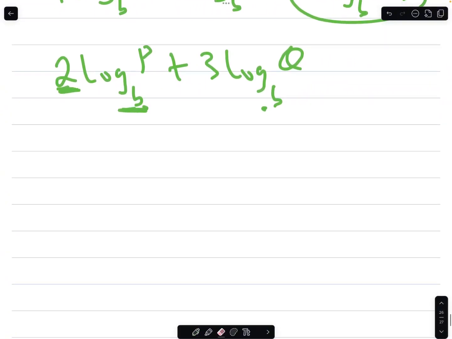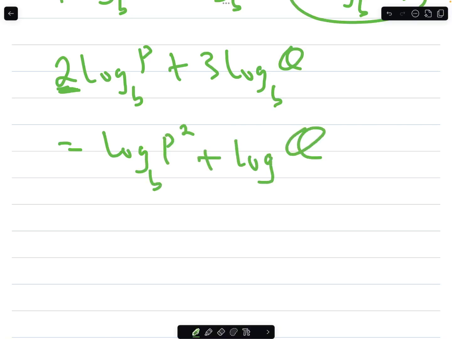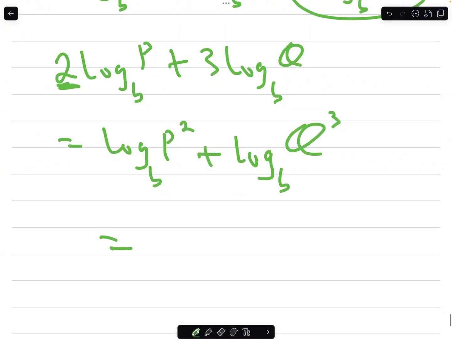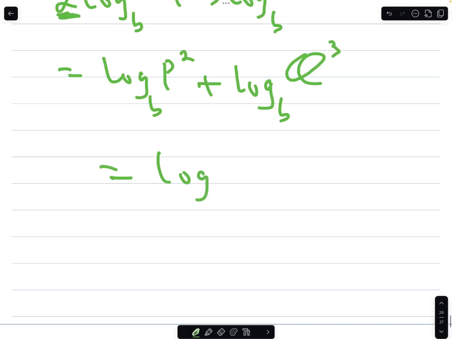So the first thing to do here is to write it as log p raised to the power 2 base b plus log q raised to the power 3 base b. This is where we can combine it. We can see now that their coefficients are 1s. So we can now say it is equal to log p squared times q raised to the power 3 base b.